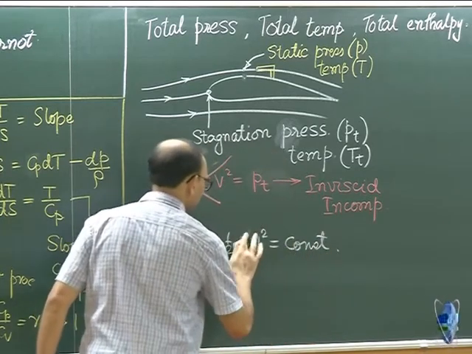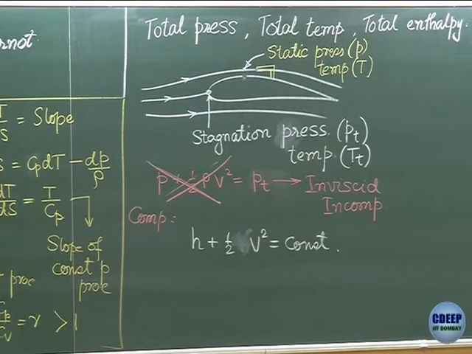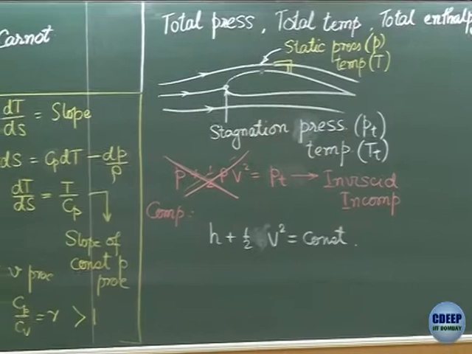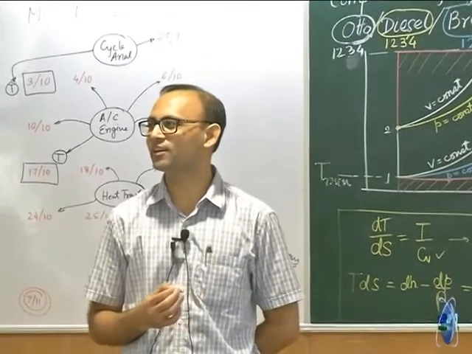Half v squared, very good. Self-correction is the best. Where did you get that from? Of course, that's equal to total enthalpy. Energy equation, something like that. Anybody else? From where did you get it?